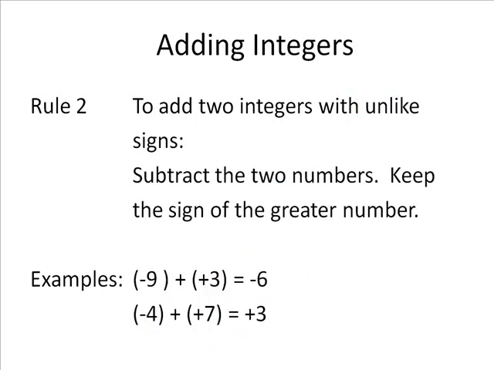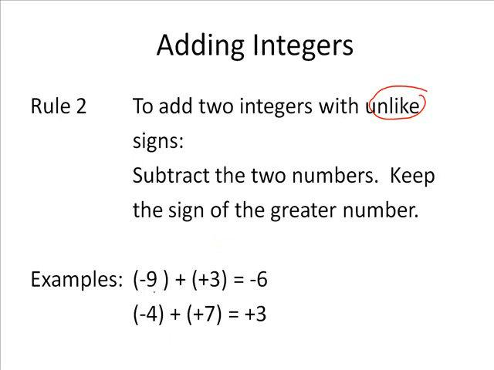The second situation you can run into is when the integers have different signs, or unlike signs. If that's the situation, we're not going to add at all. Instead, we're going to subtract the absolute value of the two numbers we have, big number minus little number, and then give your answer the same sign that the larger of the two original numbers had.